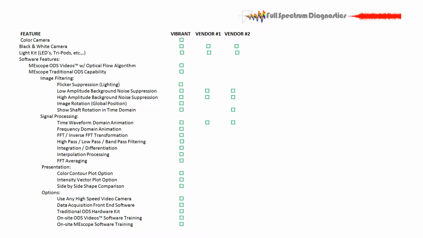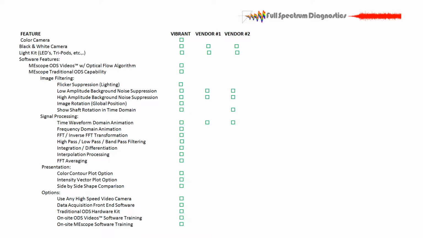Presentation-wise, we have a color contour plot that you've already seen. We have the intensity vector plot, and we also have side-by-side comparisons. We can look at two different modes or two different views simultaneously and see how the animation is moving.